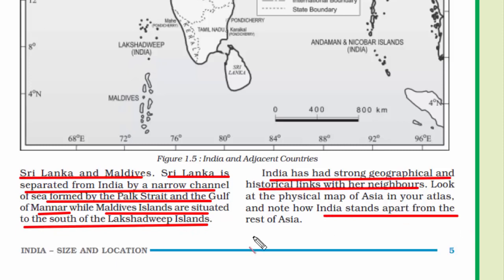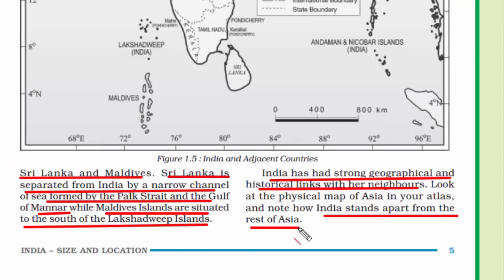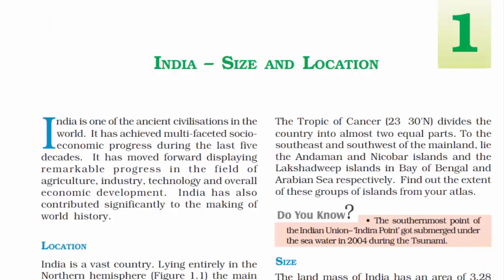And India stands apart from the rest of Asia because India has all major ethnic groups found in Indian subcontinent. So some of the ethnic groups in India consist of African ethnicity, then you have Chinese diaspora, then Dravidian people, then we have Iranians, Indo-Greek, Indo-Aryan, we have Jews, Europeans, French ethnicity. So all these ethnic groups exist in our country, and that makes India totally different from other Asian countries. And with this, we have come to an end of this chapter. It was a short chapter. I hope it was easy to understand.